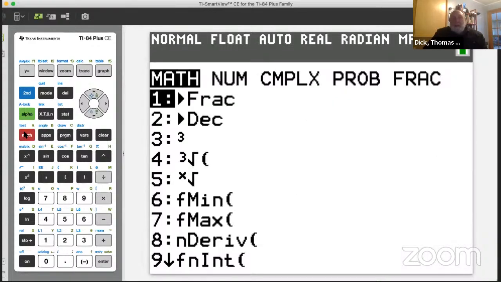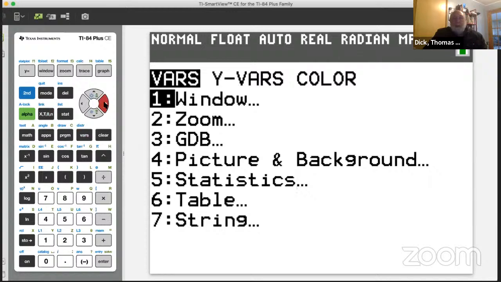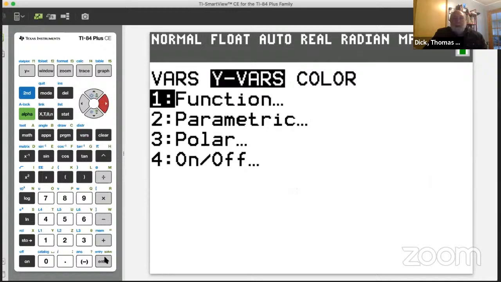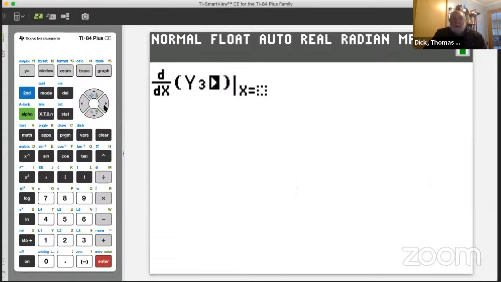So I'm going to go back to the math menu, and down there at number 8, we see the numerical derivative. And I'll take the derivative with respect to x of Y3, and we're going to do that at x equals 0.